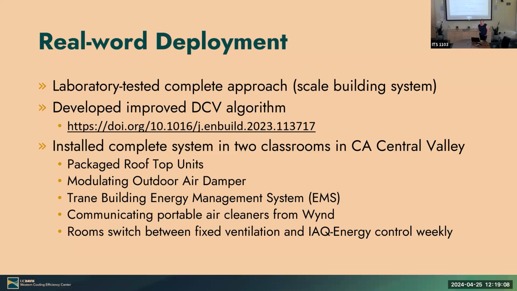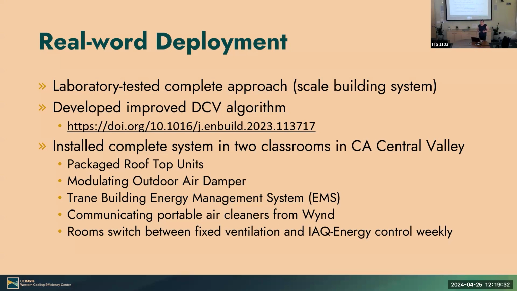These were packaged rooftop units. They already had modulating outside air dampers. They already had a trained building energy management system managing their outdoor air controls. They were just at a fixed rate ventilation with an economizer. We added communicating portable air cleaners from Wynd.